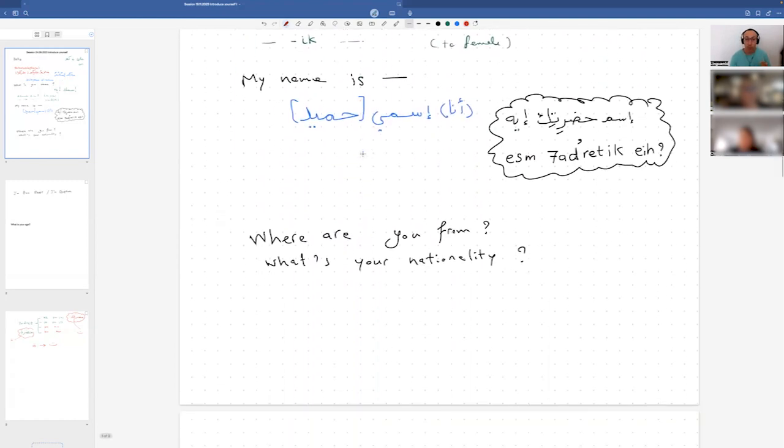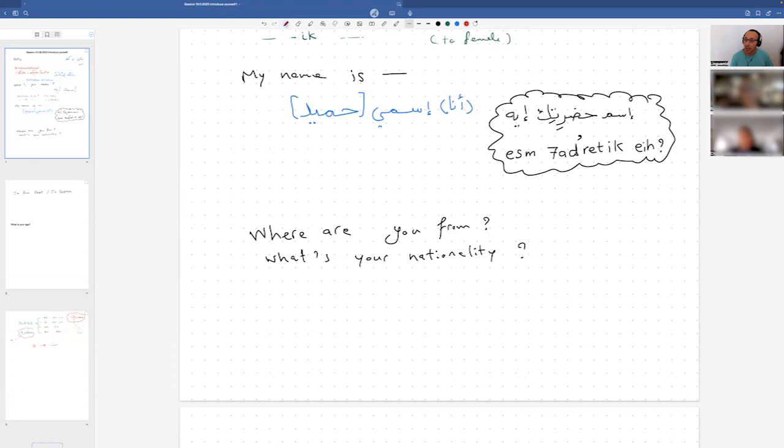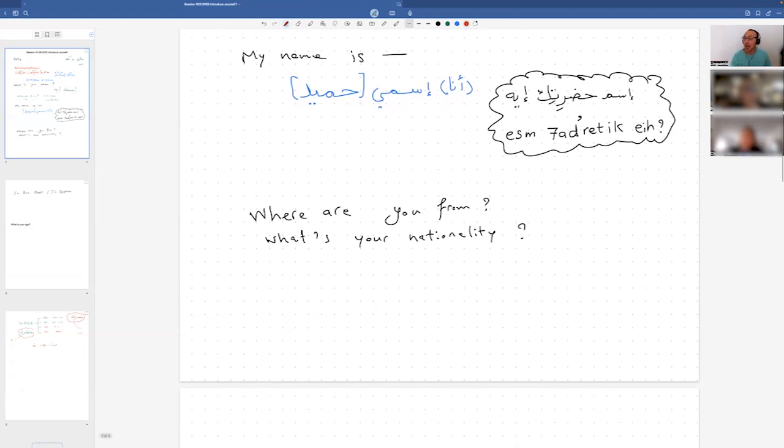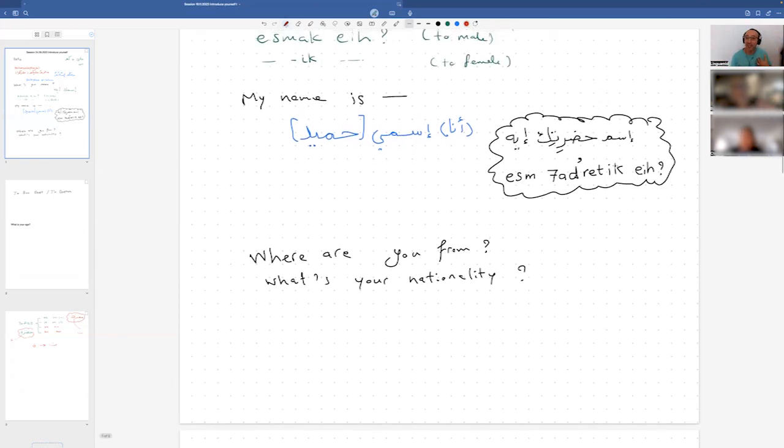Good. So here the tai ta is transferred to a ta. When I ask, for example, ismik, ism hadritik, here I'm using the formal form. Ism hadritik? Then you reply, Ana ismi Barbara. Exactly. You reply and say ana ismi, and then you add the name: ana ismi Barbara.